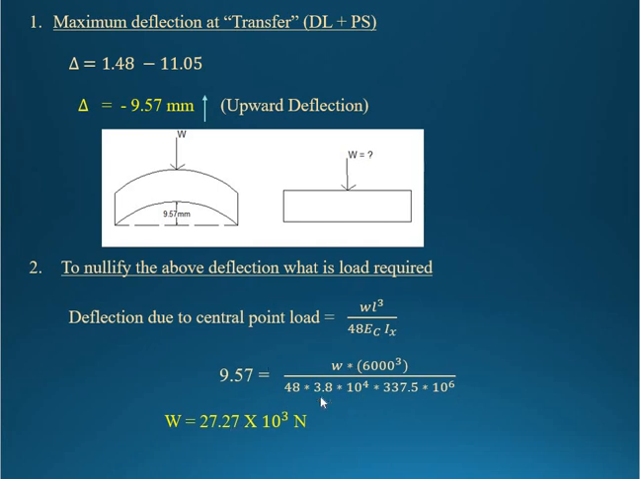Because of this simplification, we will get W as 27.27 into 10 power 3 Newton. This much central point load is required to nullify this deflection, where the deflection is upward. To nullify that, we require this much load. Okay, hope you have understood. Thank you.